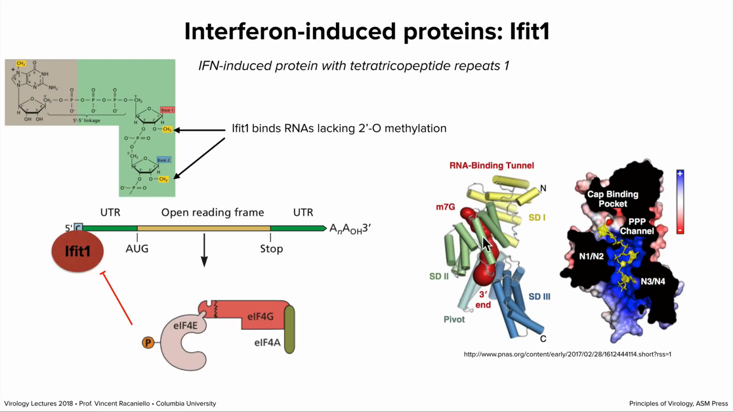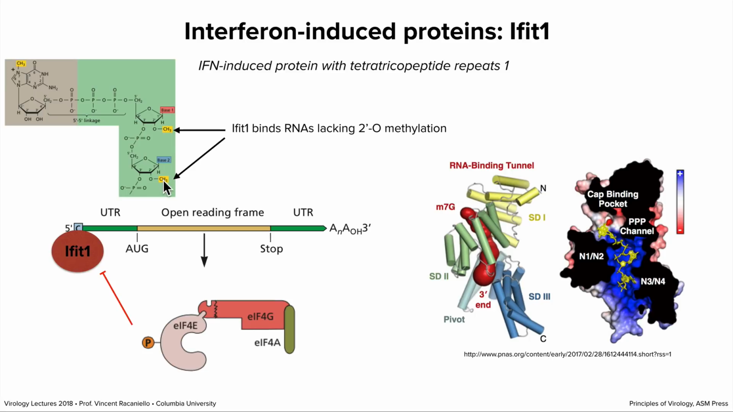You can see there's a tunnel in which this binds, and a space-filling view is shown at the right here, and you can see the M7G bound in this tight tunnel. It won't fit in this tunnel. The M7G won't fit in the tunnel if the methyl groups are present. And so that's the distinguishing factor. It's a very small tunnel, and if the methyl groups are present, the cap won't fit in there. So that's how it distinguishes host from viral mRNAs, because it turns out many viral mRNAs don't have these methyl groups.